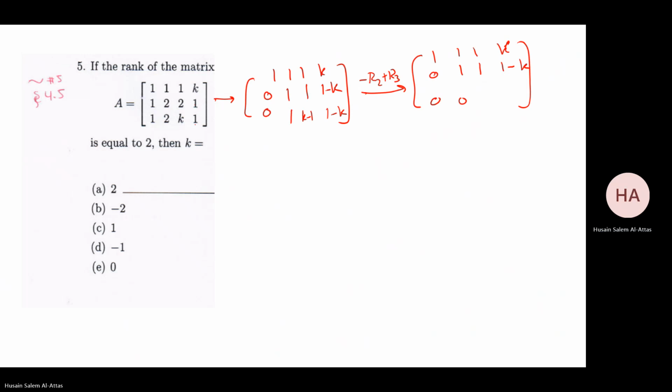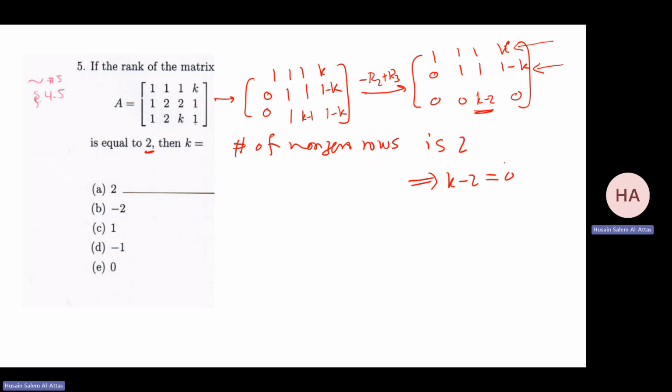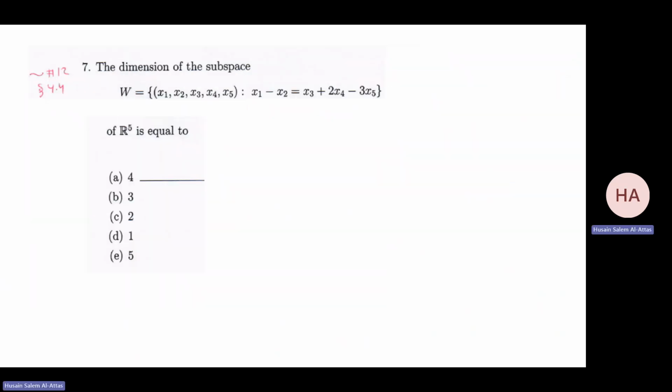Now, minus R2, that will be 0. Minus 1 and add, that will be k minus 2. Minus 1 and add, that will be 0. Minus 1, that will be 0. So, now it's ready. He wanted the rank equal to 2, so the number of non-zero rows is 2. So, this is non-zero row. This is non-zero row. So, this must be 0. So, implies k minus 2 must be 0. So, I have only 2 non-zero rows. So, k equal to 2. But you need to be careful about the calculation, like what we did here. So the answer is 2.